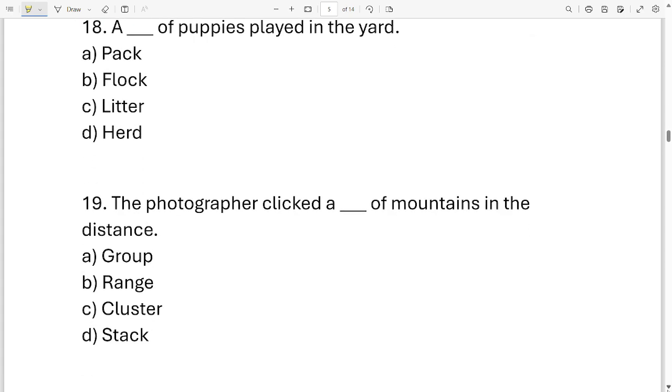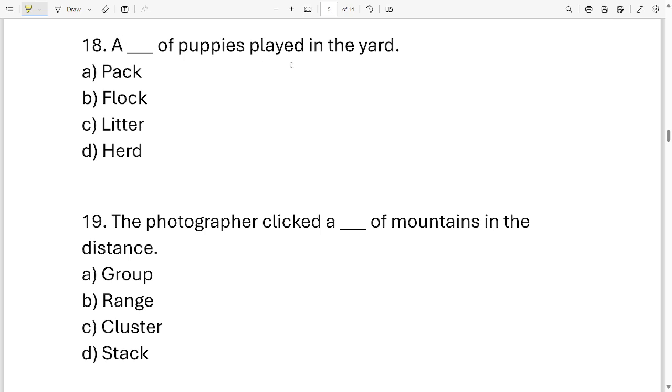Next sentence. Okay. A dash of puppies played in the yard. Which word should come in this blank? Pack, flock, litter, herd. Which of these is the correct option? Option A, B, C, D. Which one is your correct option? It is option C. A litter of puppies played in the yard.